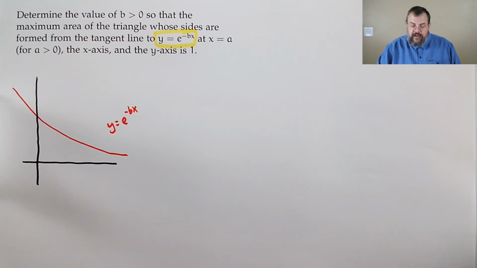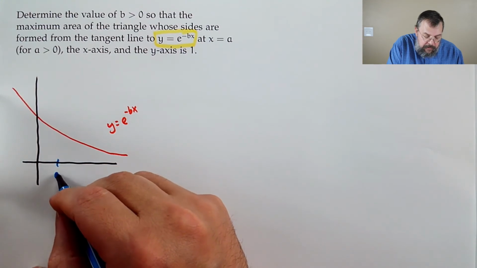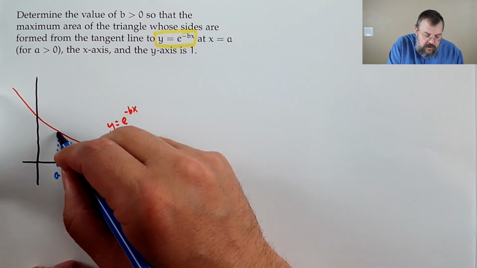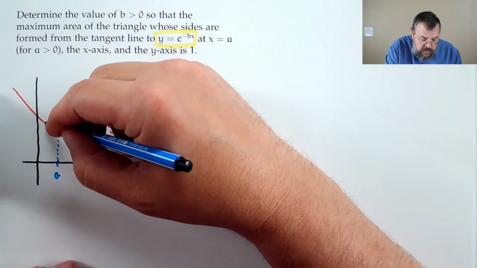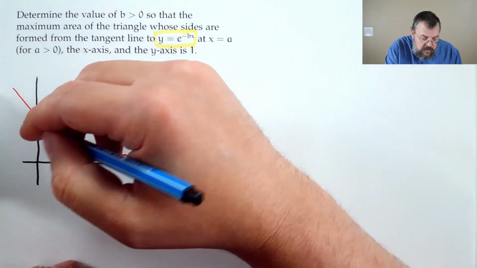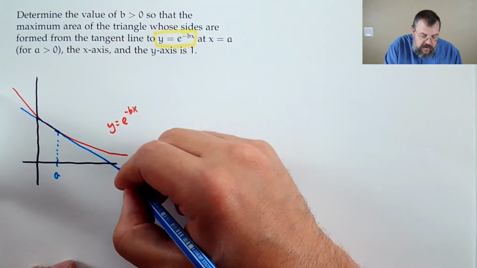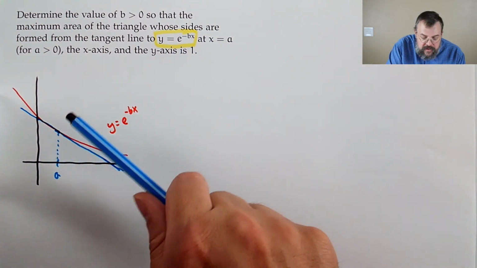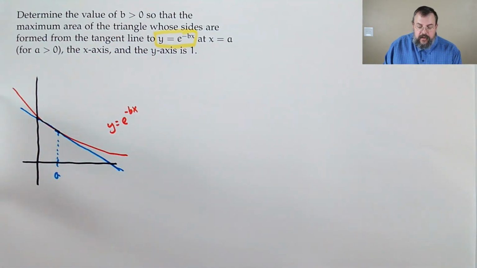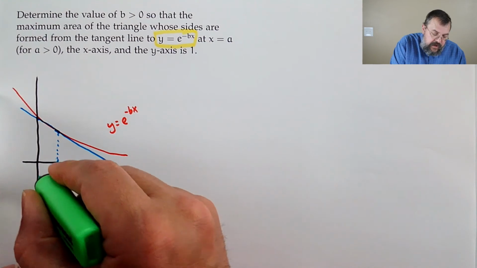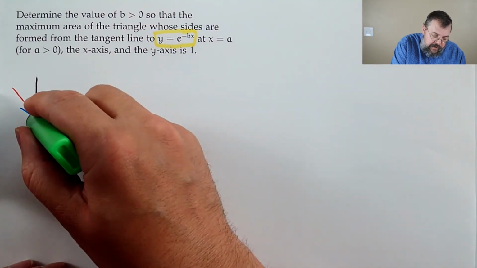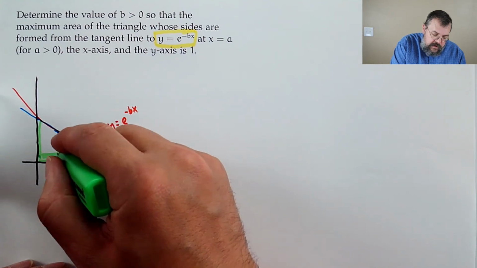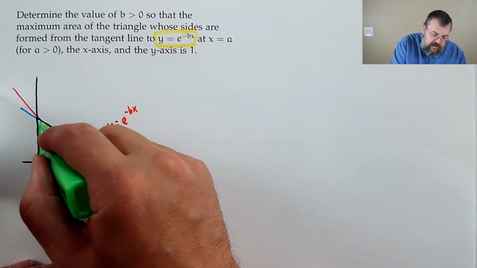Well, we're going to take the tangent line to this curve at some point a. So let's say this is a. All right, so we take this tangent line, and there we go. There's our tangent line. There's going to be a triangle formed from the tangent line. And where is the triangle going to be? Well, it's going to be the tangent line, the x-axis, and the y-axis. So here's our triangle.